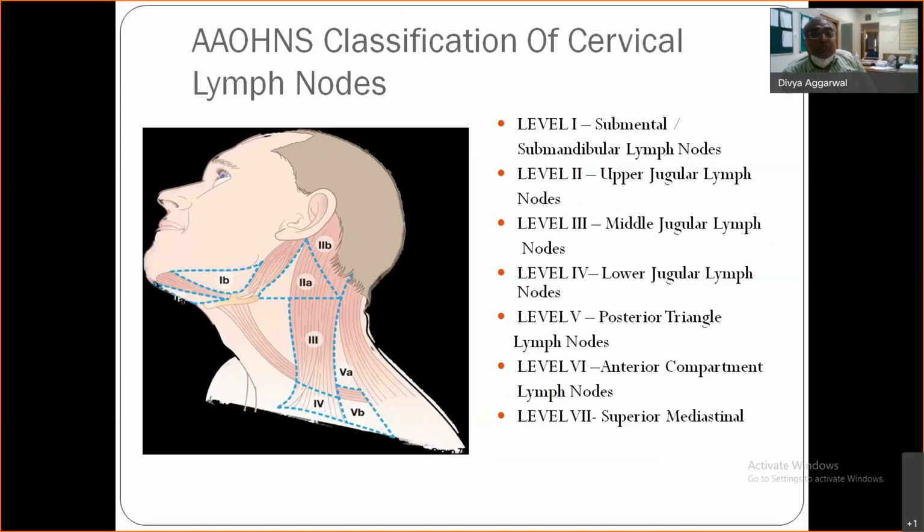Level 2, upper jugular lymph nodes, again divided into 2A and 2B. Then level 3, middle jugular lymph nodes. Level 4, lower jugular lymph nodes. Level 5, posterior triangle lymph nodes. Level 6, the anterior compartment lymph nodes. And at the end, level 7, superior mediastinal lymph nodes. Now, you will observe one thing: there is a sort of error, because the retropharyngeal lymph nodes and the parapharyngeal lymph nodes are not taken into account in this classification. So this is, you may say, a controversy or a fallacy in this classification, and that has been documented in the literature also.